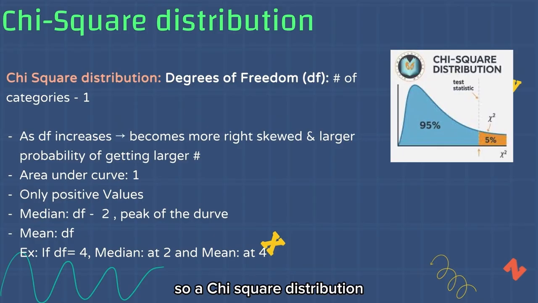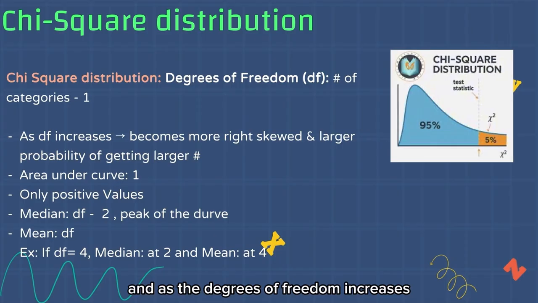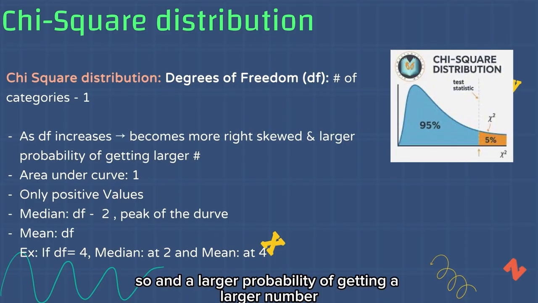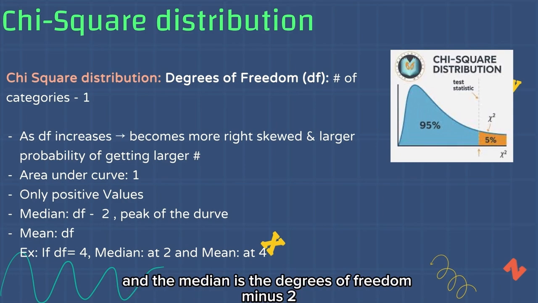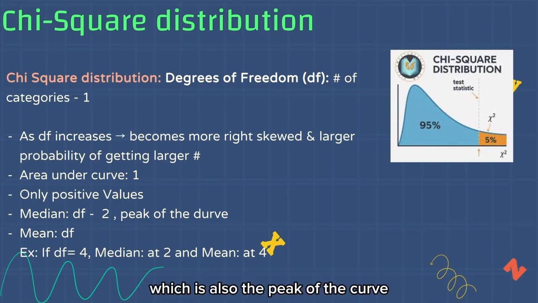So for a chi-squared distribution, to find this on the calculator, there is a chi-squared distribution function, and the degrees of freedom needed is the number of categories minus 1. As the degrees of freedom increases, it becomes less right-skewed, and there's a larger probability of getting a larger number. And the area under the curve is always 1, and it's only positive values, which makes sense because we're squaring it. And the median is the degrees of freedom minus 2, which is also the peak of the curve.